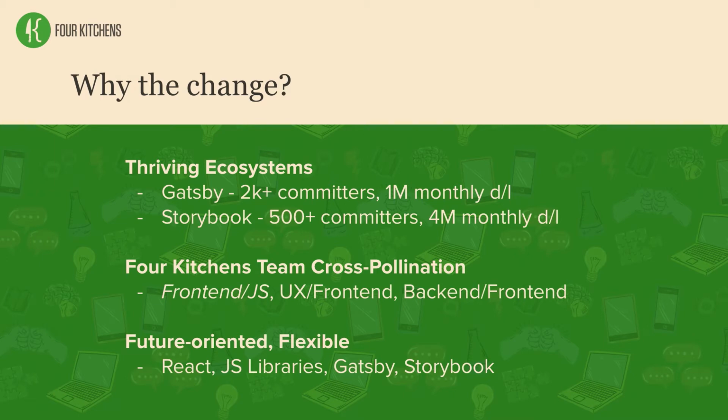One of those being Gatsby. You're probably all familiar with Gatsby, but as it currently stands, and actually these might even be outdated, I was just trying to find actual data that wouldn't be me making it up. When I looked last, it was at 1 million monthly downloads. There's 2,000 plus committers. Storybook's 500 plus committers, but it has 4 million downloads a month. It's a very stable product. They just released 5.0, which has a lot of great, fantastic changes, and Gatsby is the same way. These are thriving ecosystems. We're not latching our clients onto things that are irresponsible.